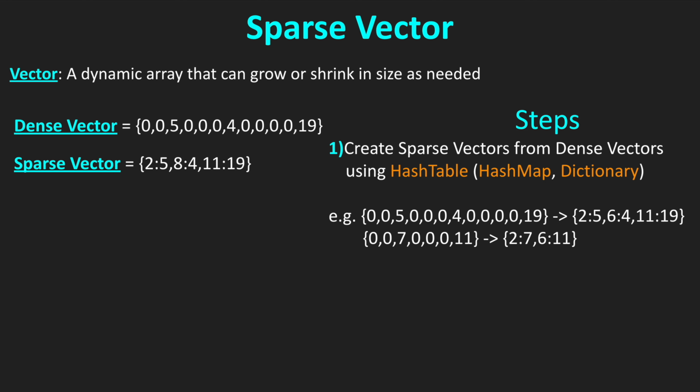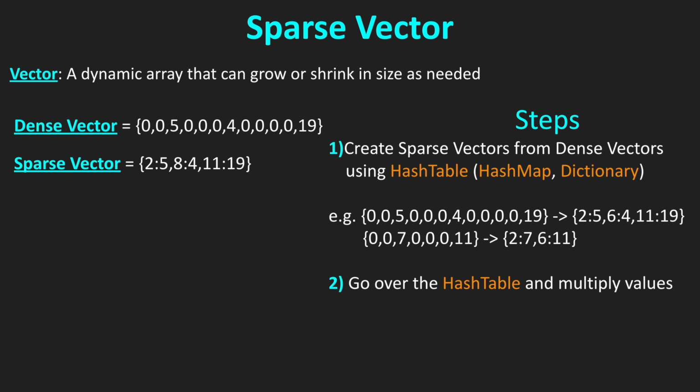So let's take another dense vector, 0, 0, 7, and so on. Again, we are doing the same, creating entries for the non-zero elements. In our hash table, we are storing the key as an index and the value as the non-zero element value. And the next step is that we go over the hash table and multiply values.